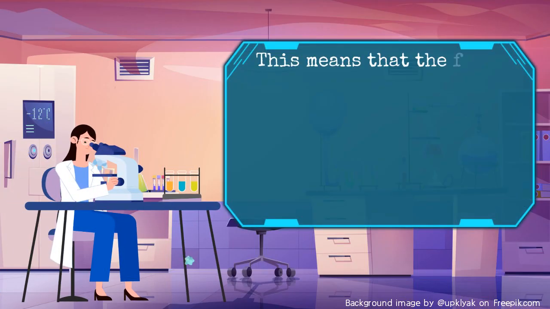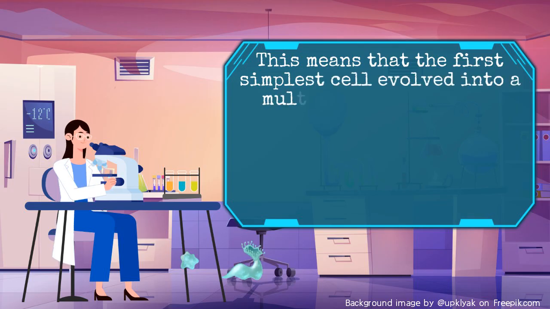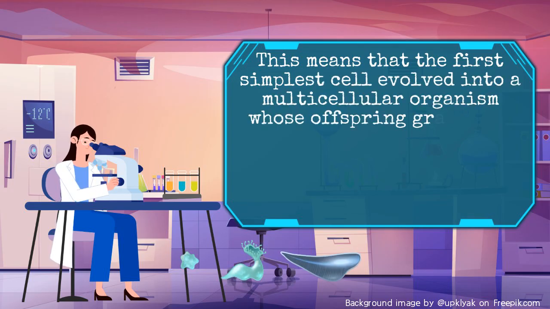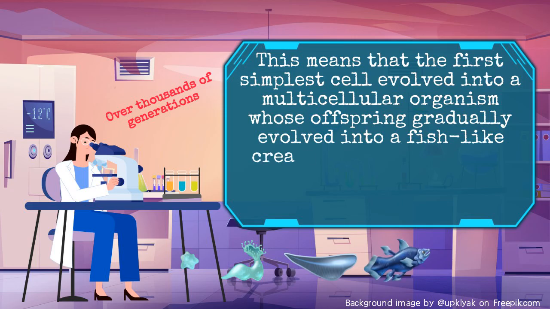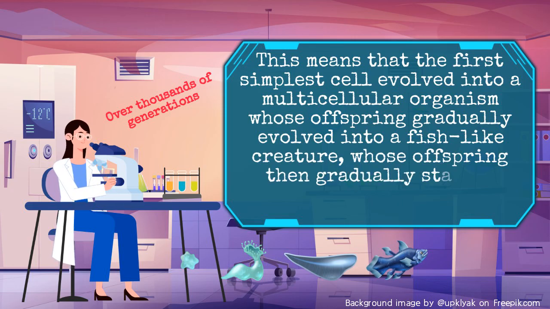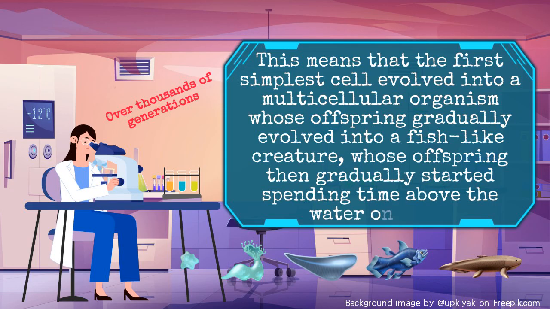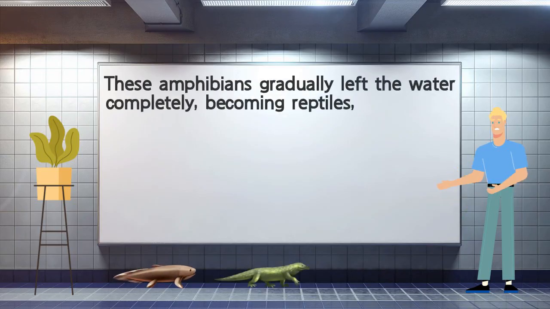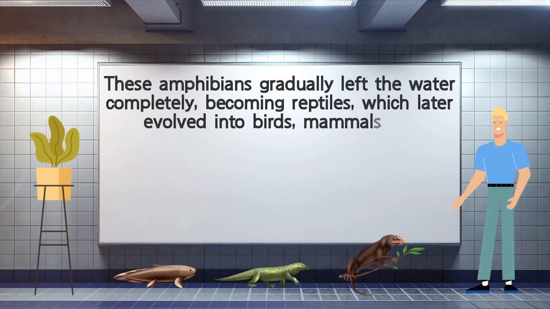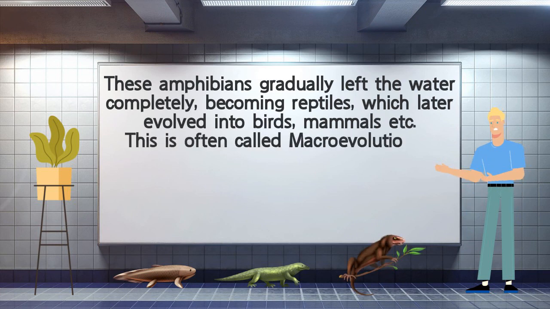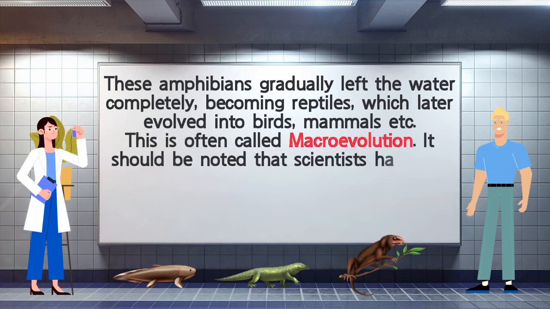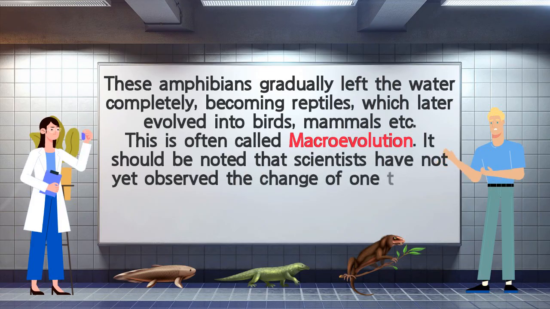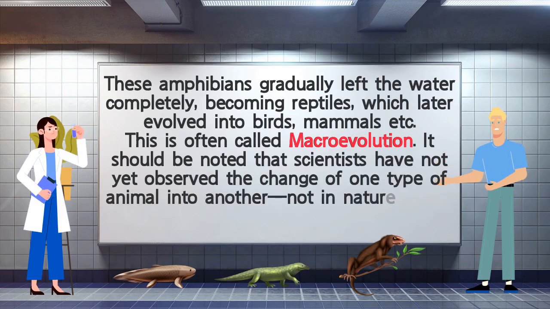This means that the first simplest cell evolved into a multicellular organism whose offspring gradually evolved into a fish-like creature, whose offspring then gradually started spending time above the water on land. These amphibians gradually left the water completely, becoming reptiles, which later evolved into birds, mammals, etc. This is often called macroevolution. It should be noted that scientists have not yet observed the change of one type of animal into another, not in nature or the laboratory.